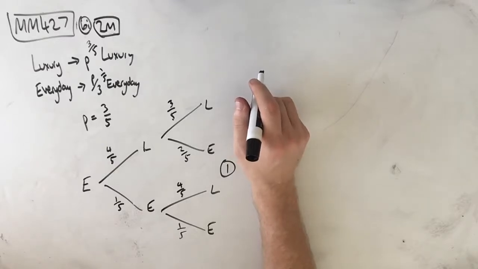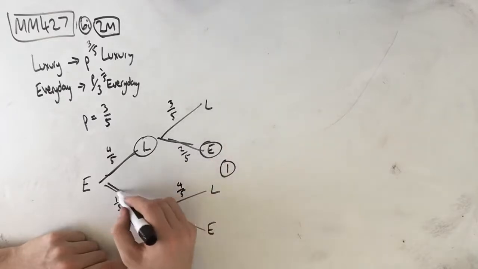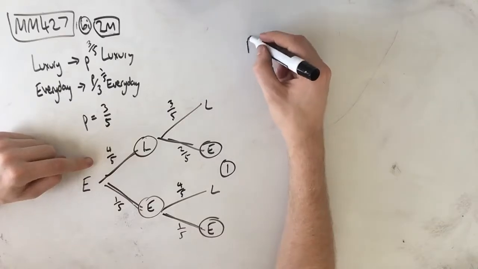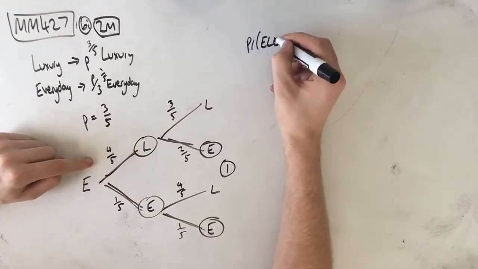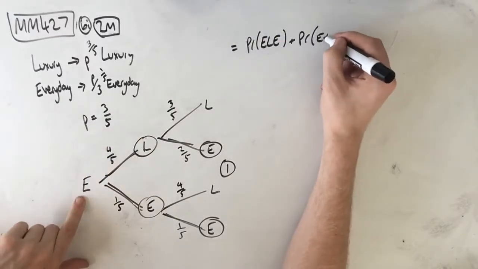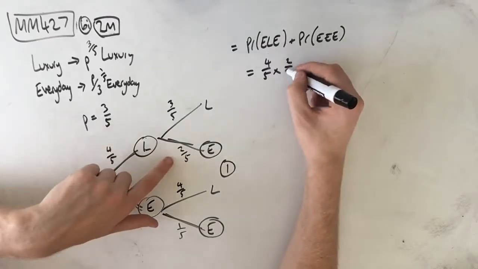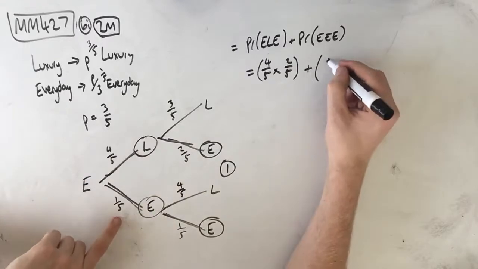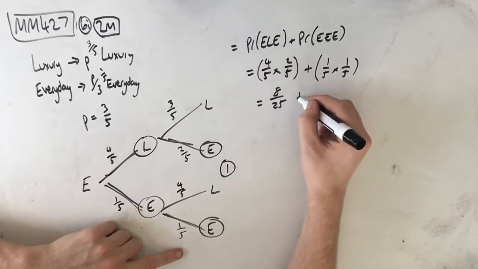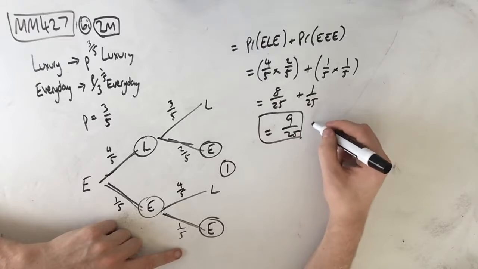We're looking for the probability that the third car sold is an everyday car. So we're looking for this path here, so luxury, then everyday, then everyday, okay? So we want this LEE path, this one here, plus our EEE path, okay? So this is equal to this path here, 4 on 5 times 2 in 5, plus 1 in 5 times 1 in 5. That is equal to 8 on 25 plus 1 on 25, which is 9 on 25. And that's our second mark.